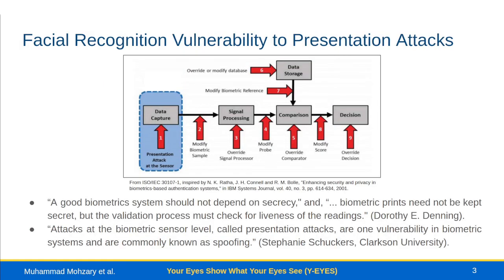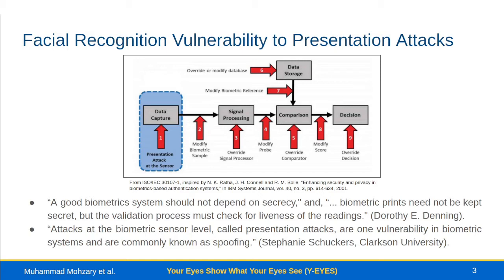Facial recognition vulnerability to presentation attacks. Vulnerability to presentation attacks, also known as spoofing, poses a great challenge to facial recognition usability. Presentation attacks occur at the biometric sensor level. That's why liveness detection against spoofed artifacts like photos, videos, and masks becomes a challenging task for facial recognition, as it cannot assess the physical presence in an unsupervised environment.